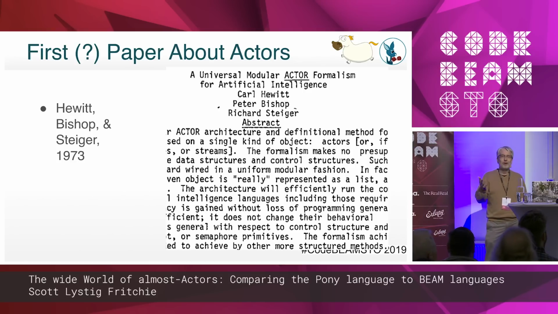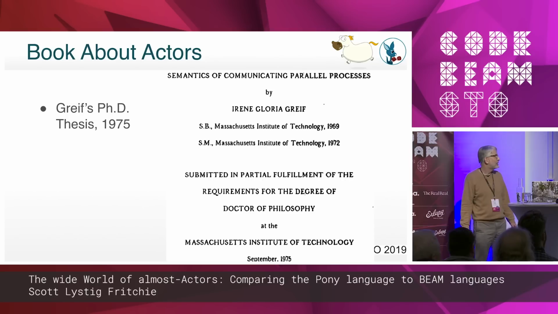Irene Greif, I hope I'm pronouncing her name right, wrote a PhD thesis in 1975. That was the semantics of communicating parallel processes. She was the first woman to graduate with a PhD in computer science from MIT. Hewitt and all of the other collaborators cite her thesis as being necessary foundation for all of the work that they do subsequently. So she had a very large part in defining the model.